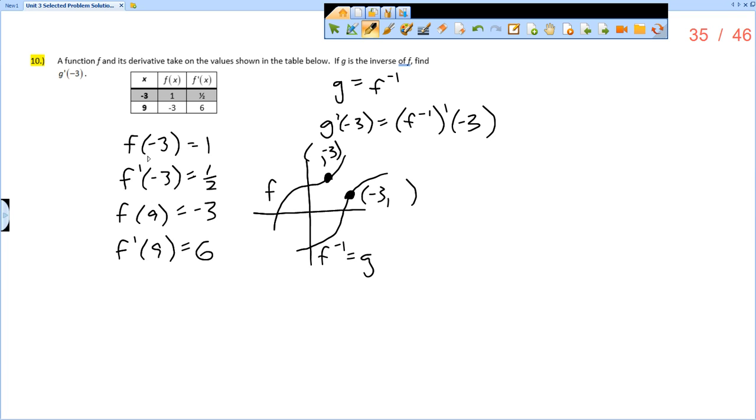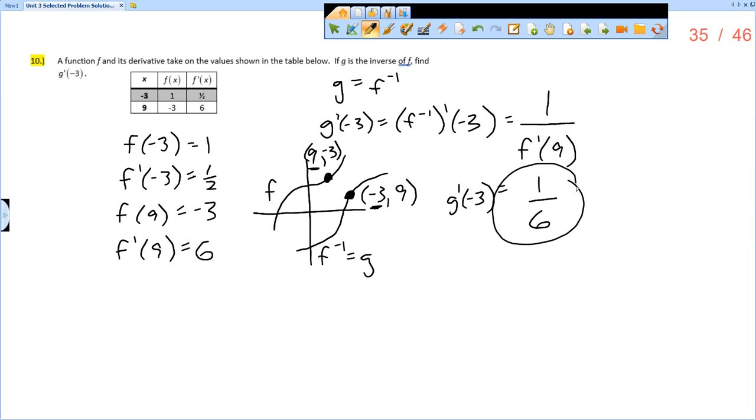So now I look over at this table. Which one of these has a y value of negative 3 for f? That would be 9. And 9 is the x value on f, which means 9 is the y value on f inverse, or g. So now, if I want f inverse prime of negative 3, we know that that is the reciprocal of f prime of 9. Remember, we need to match up the 9 and the negative 3 as the x values. So now I know that f prime of 9 is 6. And so I get that g prime of negative 3 is 1/6.